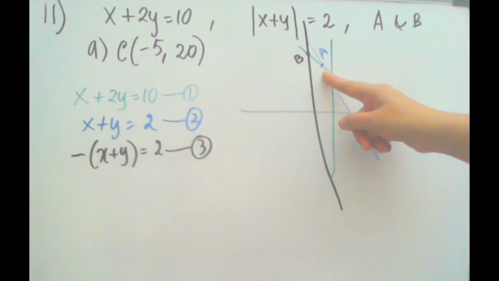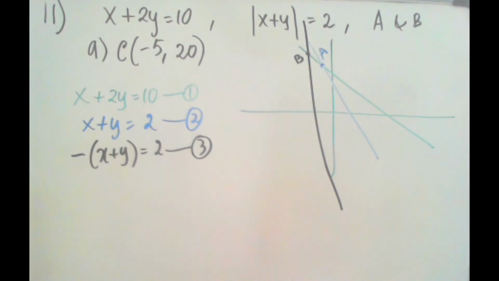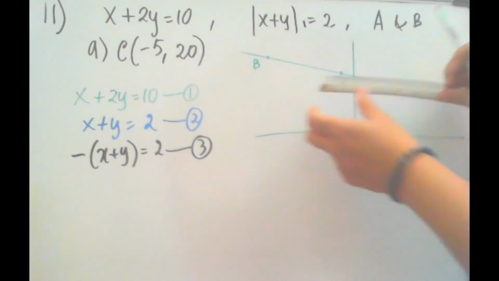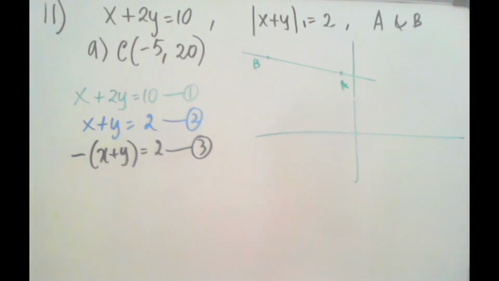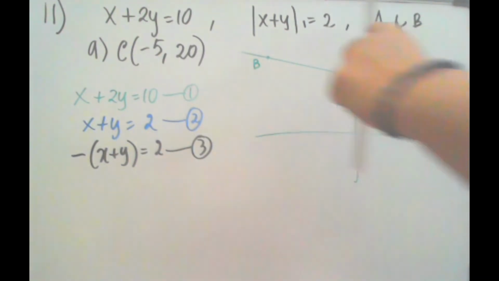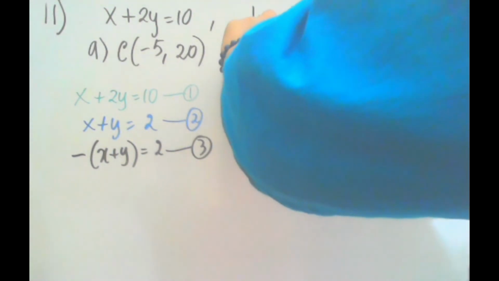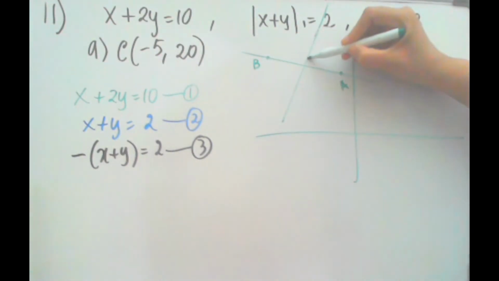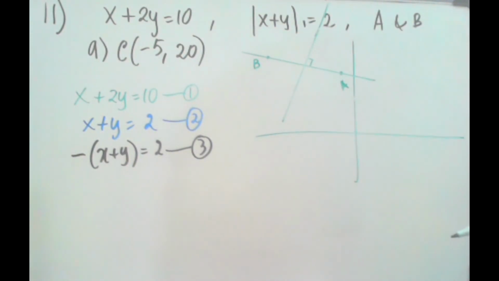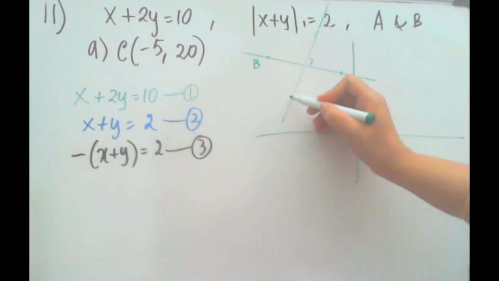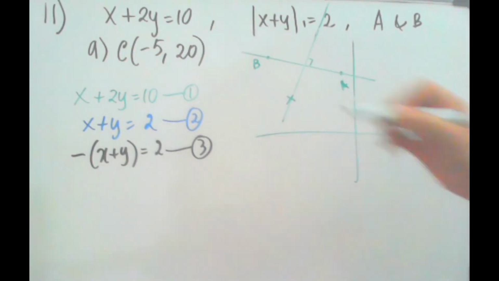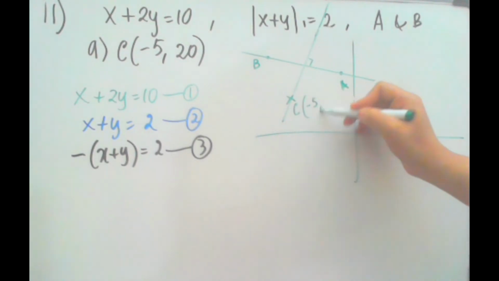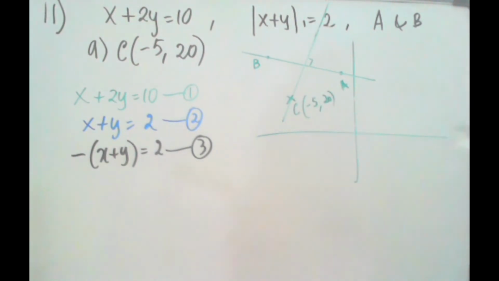Okay, now I will just retain points A and B, and then we will draw a perpendicular bisector. So this is the line which joins the 2 points A and B. We have to find the equation of the perpendicular bisector. So these 2 lines bisect each other at 90 degrees, and we have to show that point C lies somewhere here. C is minus 5, 20.